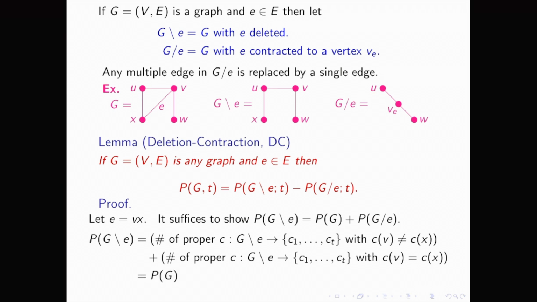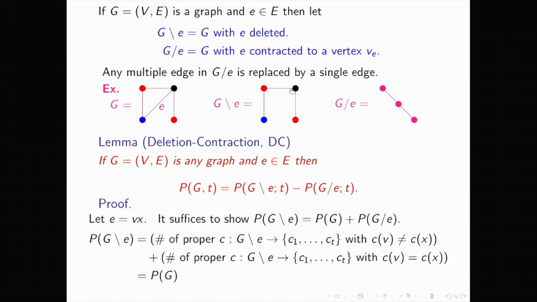Let's go back to the example so you can see it, right? Here's a coloring of G with E deleted, and notice the endpoints of E are of different colors. Well, I can just lift that to a coloring of the original graph, right? I just put in the edge E, I leave all the colors the same, and it's still proper because I had assumed that these two guys had different colors.